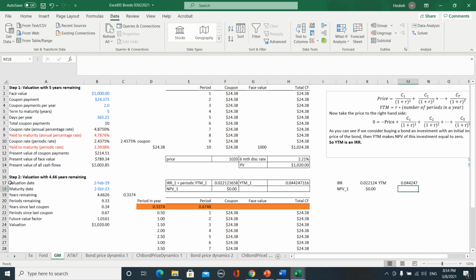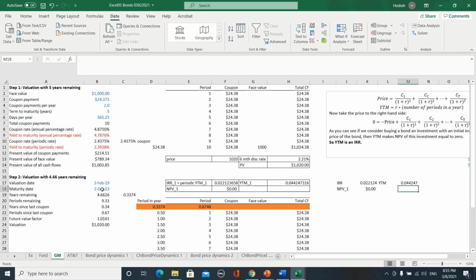Now let's go to the second case. In the second case, which is more complicated, you have 4.66 years remaining. How do you find that? So they gave you 2 dates. One of them is the maturity date of a bond, which is the time that the life of a bond will end. The other one is the valuation date, the date at which you want to find the price of a bond or the yield to maturity of a bond. So you have these two dates, right?